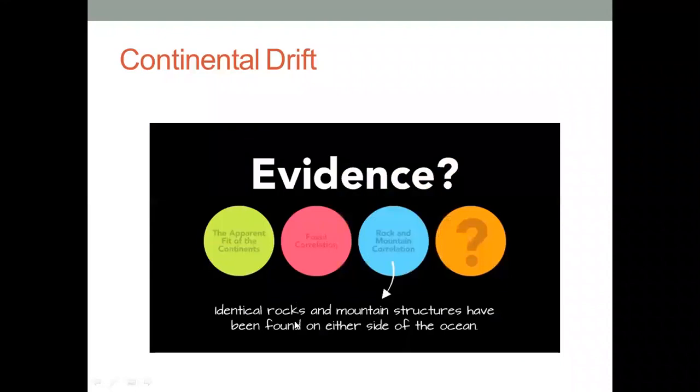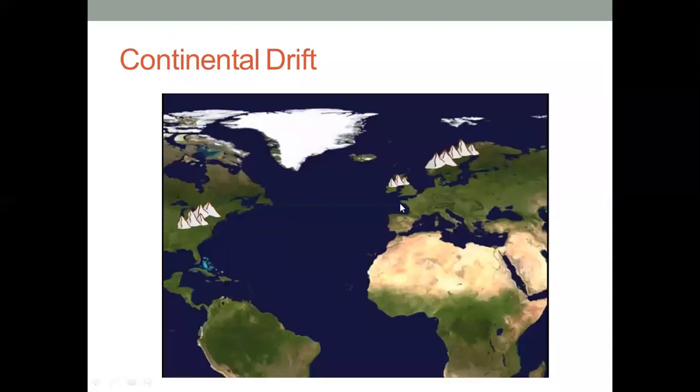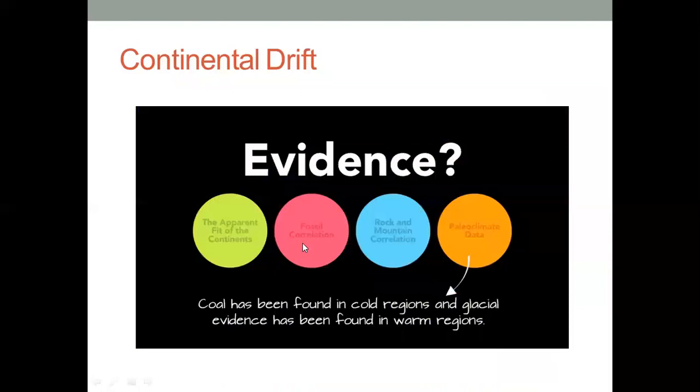And another one, identical rocks and mountain structures have been found on either side of the ocean, like the glacier mountains have been found on these places. So it seems that these places were previously at one location. And coal has been found in the cold region, and glacial evidence has been found in the warmer region. That is the paleoclimatic data.